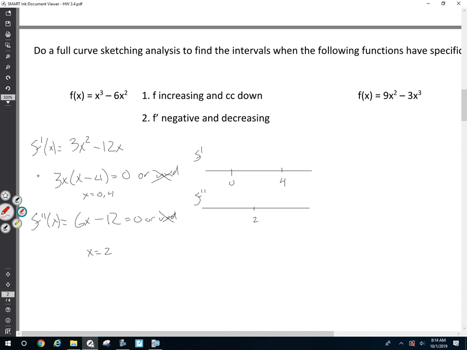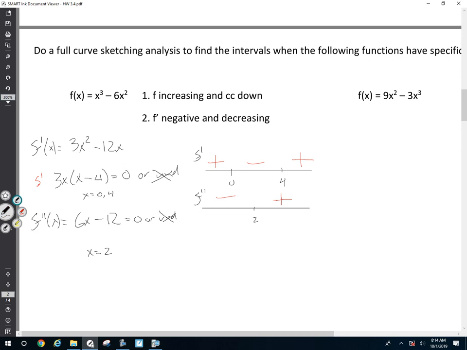Using test points into f prime and into f double prime: plugging in 5, positive times positive; plugging in 1, positive times a negative; plugging in negative 1, negative times a negative. Plugging in 3 into f double prime, that's positive. Plugging in 1 into f double prime, that would be negative.